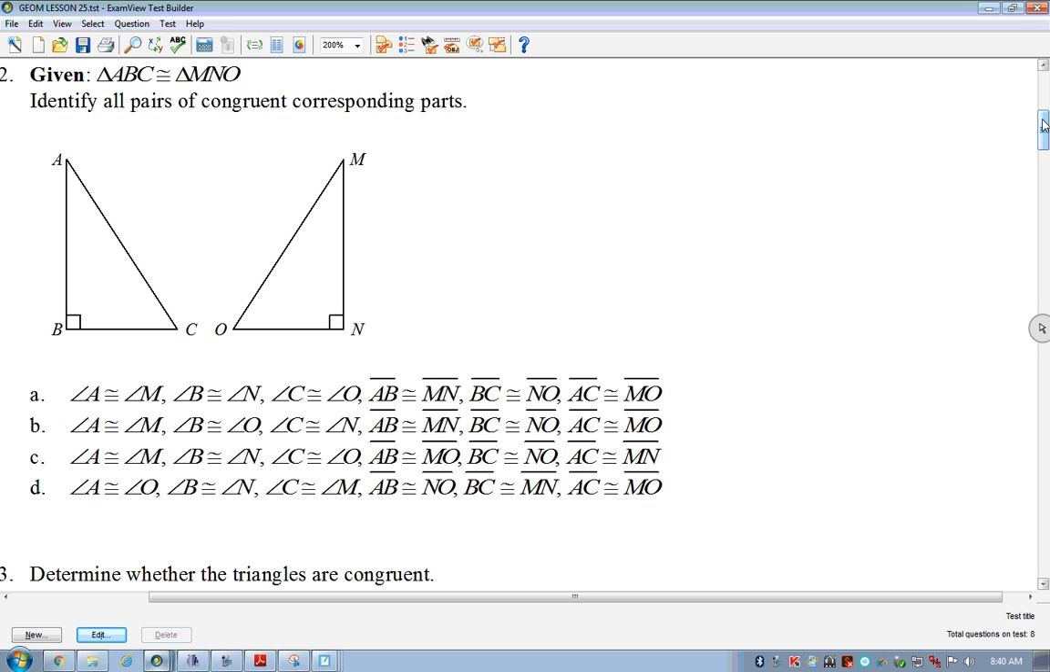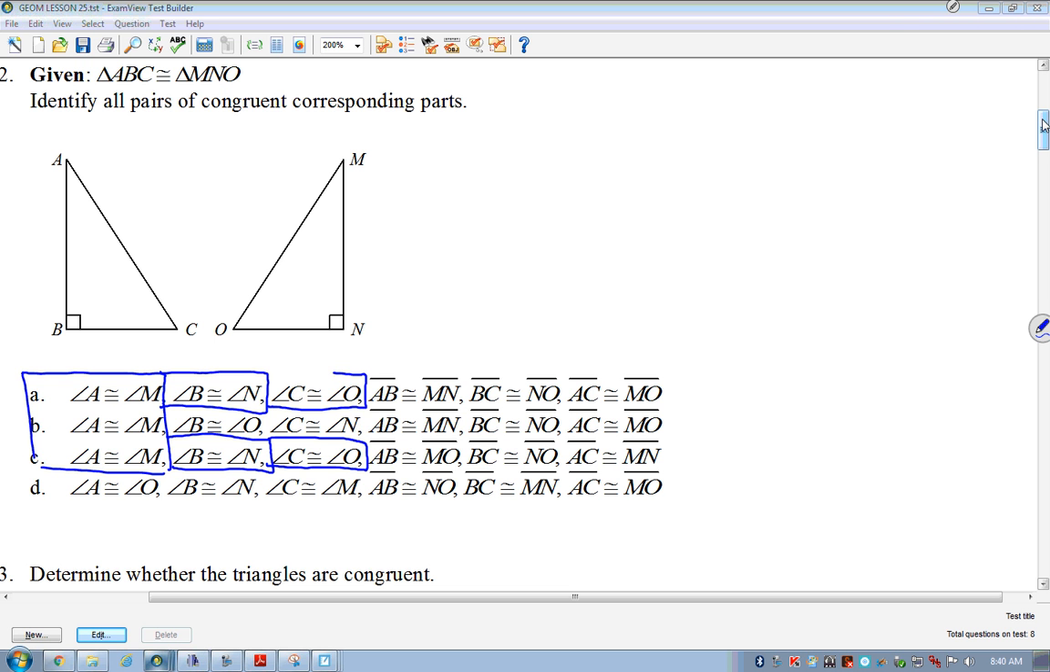All right, so we know that angle A corresponds to what? M. So I have 3 options, right, for A corresponds to M. Okay. What does B correspond to? N. Okay. That gives me two options, right? What does C correspond to? O. All right. So far, still two options.